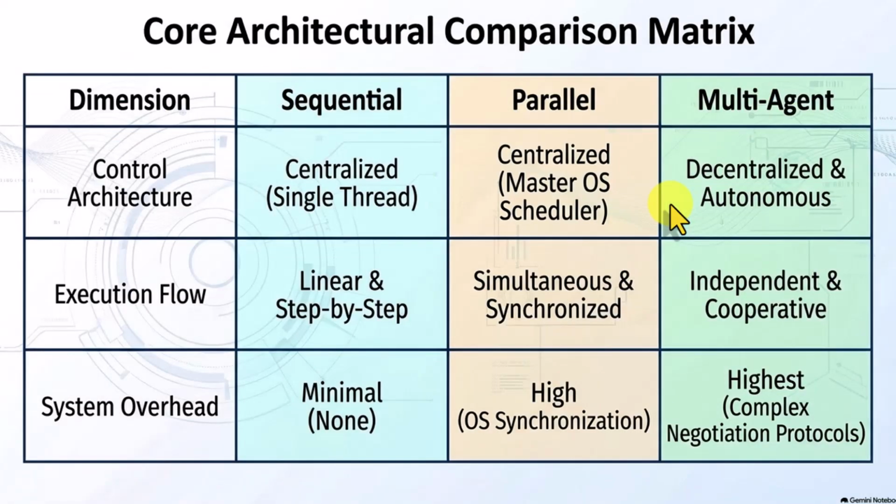Then a small comparison between sequential, parallel, and multi-agent. The first one is control architecture. How are they controlled? In sequential, the control is completely centralized. We have a single thread in a single CPU. In parallel, it is centralized.